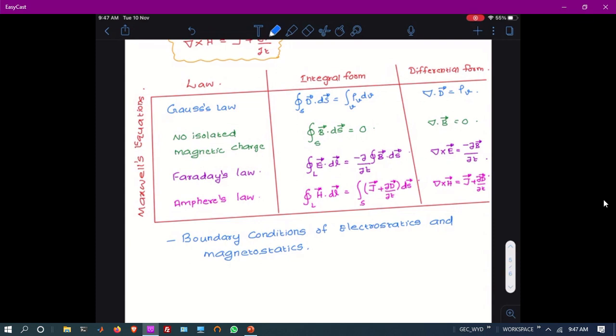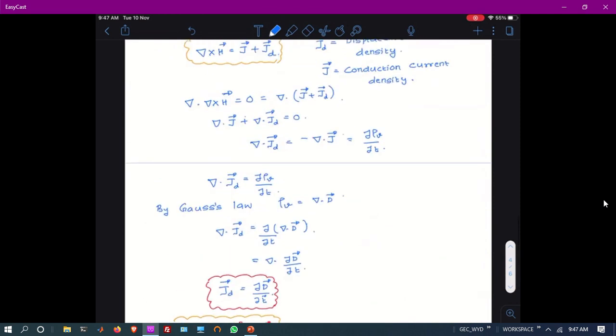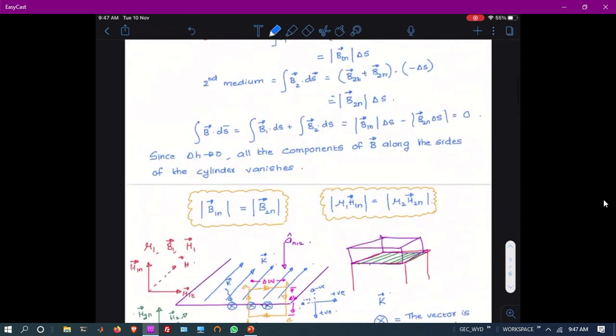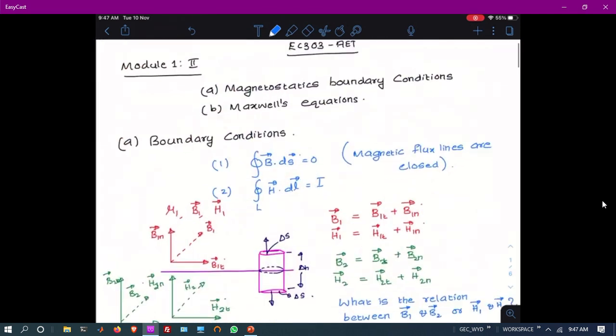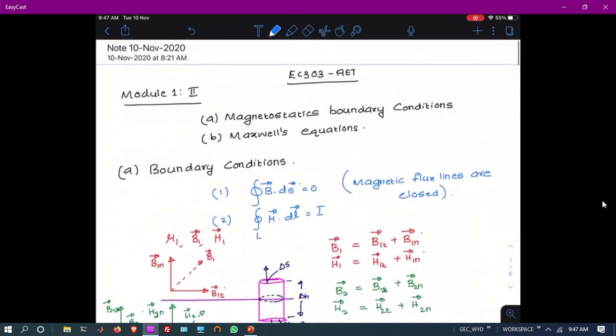So I hope you have understood Maxwell's equations, and we have also derived the boundary conditions. We have basically finished module number 1, and we have also looked at the Maxwell equations in module number 2.